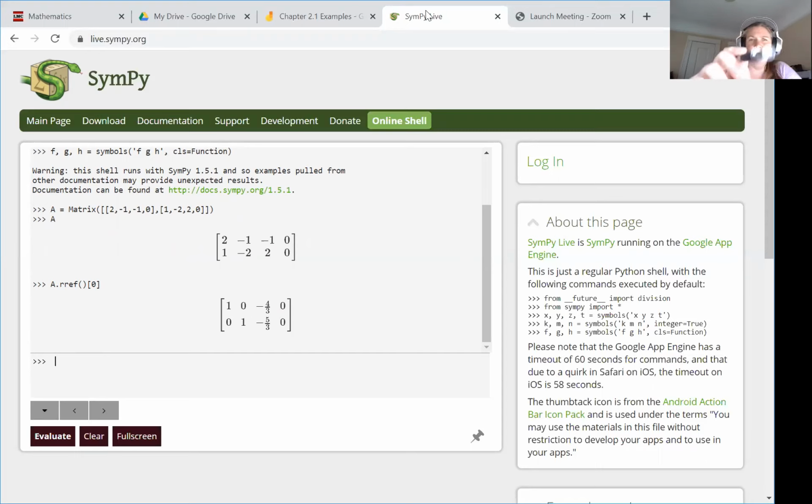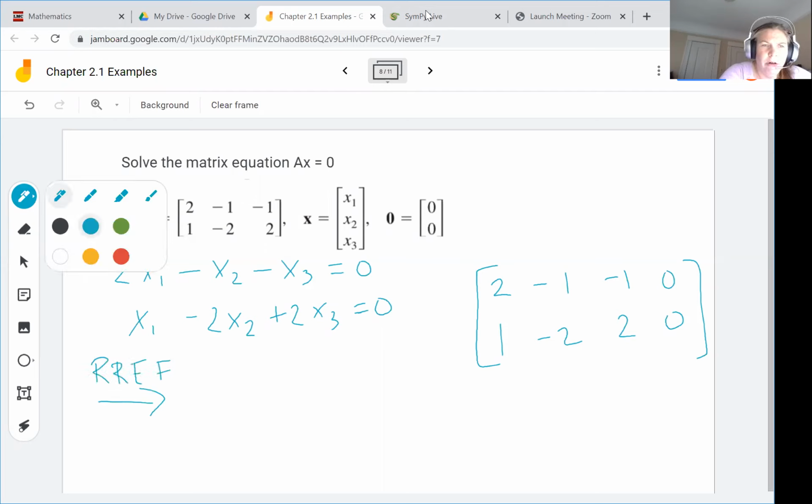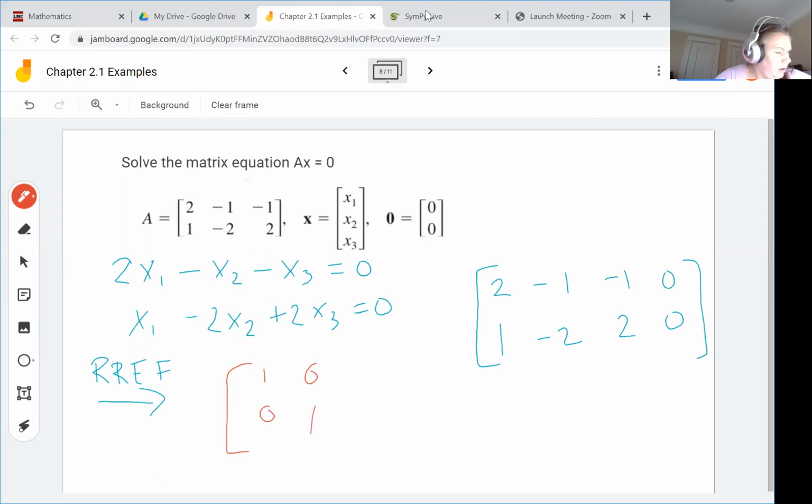And so we're going to go back to our worksheet here and put that down here. So through reduced row echelon form, which we can call RREF for short, we get this resultant matrix: 1, 0, -4/3, 0 in the first row, and 0, 1, -5/3, 0 in the second.